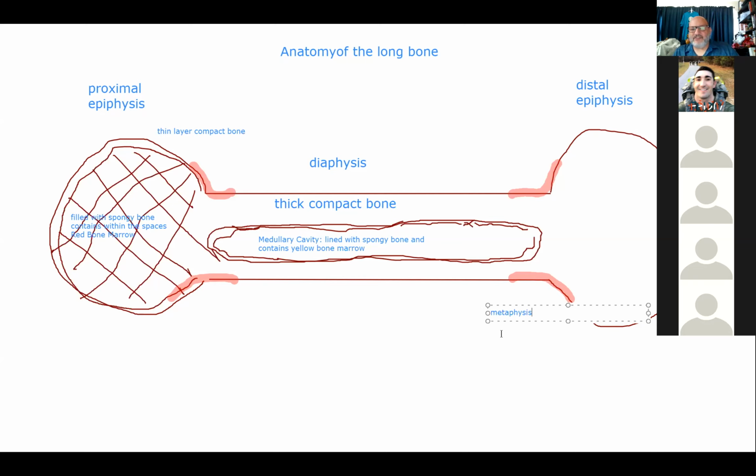So we have the metaphysis, and again, we would have two of them, so we would distinguish them by the distal metaphysis and the proximal metaphysis. Excellent. Perfect. Now, these are new terms that we haven't talked about before, but let's talk about some of the things that we do know that is going to be associated with it.